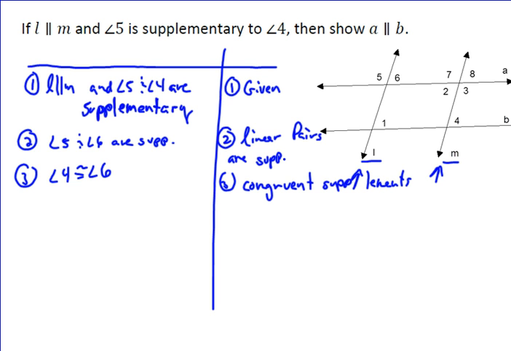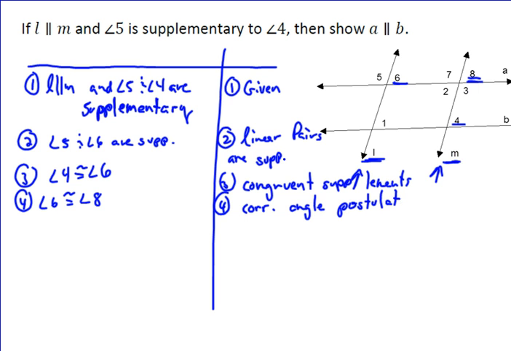Now that I have 4 congruent to 6, that seems like a good idea because, again, I said one of the ways I could do this is to show 4 is congruent to 8. Well, I don't know anything about 8 yet, but I do know something about 6 and 8 because L is parallel to M. And so I can say angle 6 is congruent to angle 8. And I know that because of the corresponding angle postulate. The corresponding angle postulate says if two angles are corresponding, then they are congruent as long as the lines are parallel. And since L and M are parallel and 6 and 8 are in the same location on transversal A, they're both top right, that means they're corresponding, that means they're congruent.